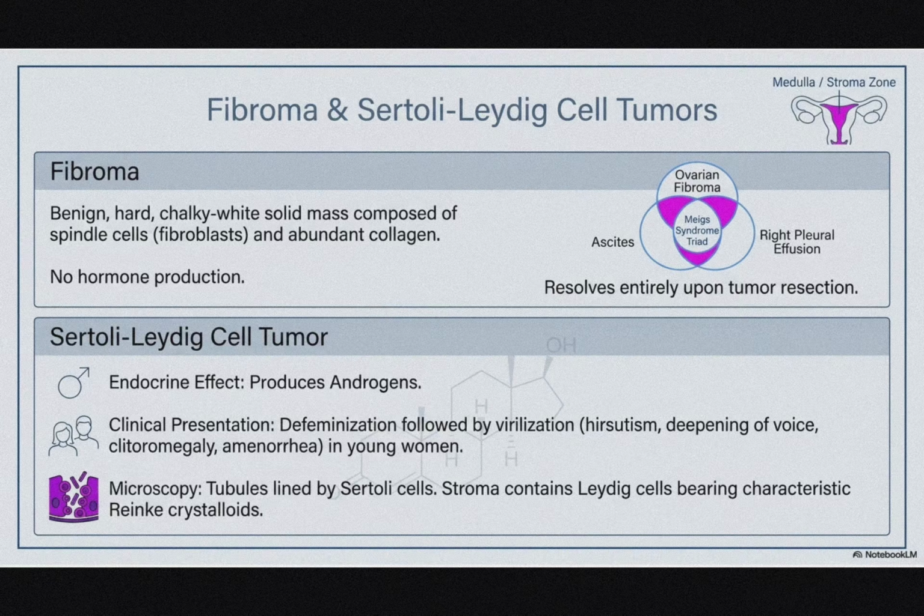Next we have Sertoli-Leydig cell tumor. Endocrine effect: it produces androgens. Clinical presentation: defeminization followed by virilization, that is hirsutism, deepening of voice, clitoromegaly, amenorrhea in young women. Microscopically, tubules lined by Sertoli cells. Stroma contains Leydig cells bearing characteristic Reinke crystalloids.